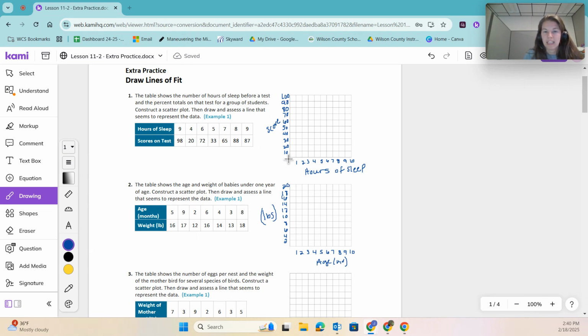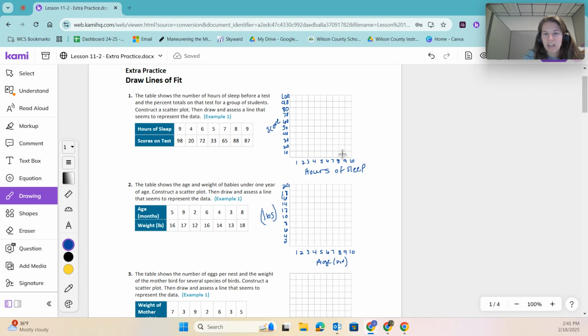Okay, so I went ahead and labeled these. There were 10 spots, so I did one for each hour of sleep. And then since there were 10 spots vertically and I noticed none of my numbers went above 100, I knew I could count by tens. Okay, so I'm going to go ahead and plot these.